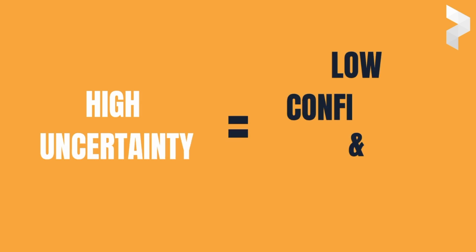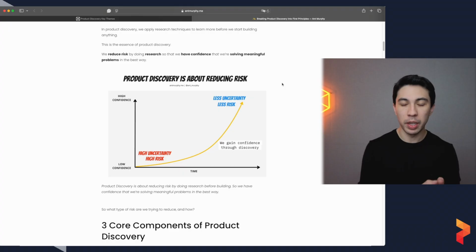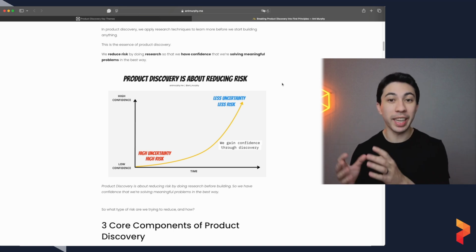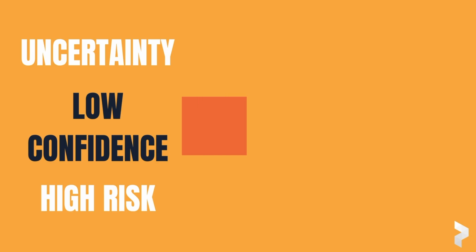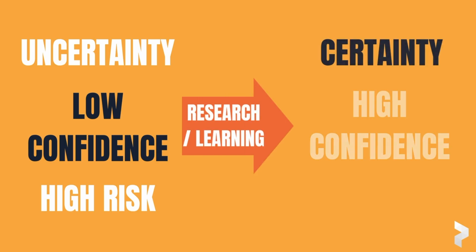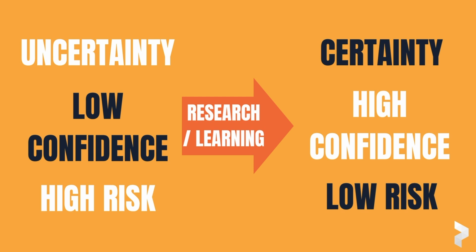There's a lot of risk as a result of that. So that's where risk comes from, right? The way that we reduce risk is by trying to gain confidence. Now, the way that we increase confidence is by doing things like learning and applying research techniques. Research techniques are just a way that we learn. So we use research techniques to learn.